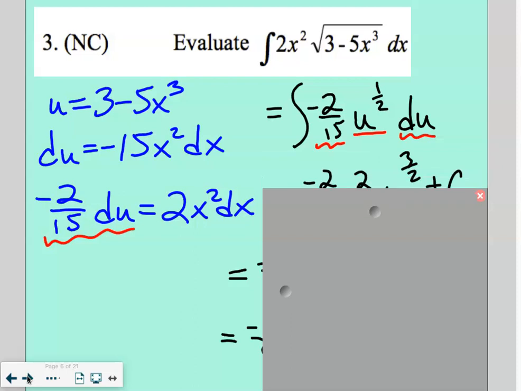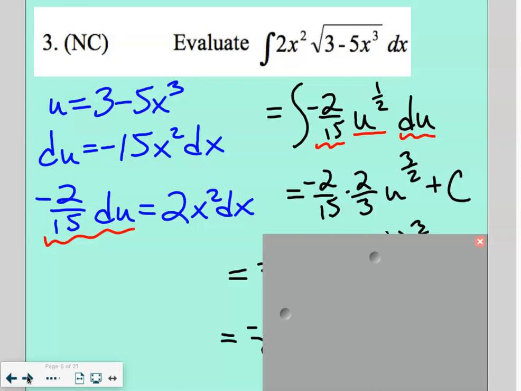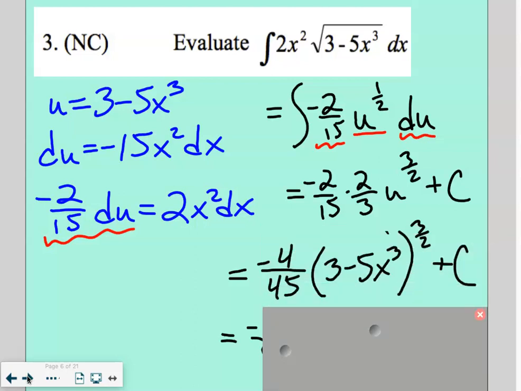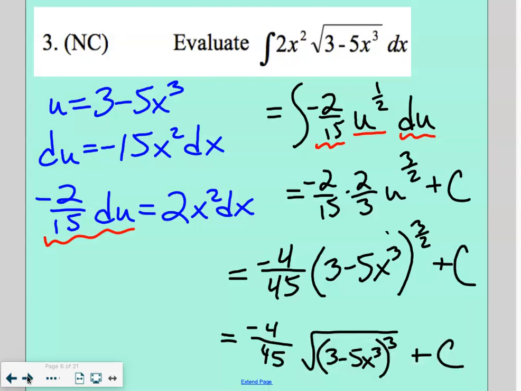So we end up with, I just went ahead and kept it separate, -2/15 times 2/3 u to the 3/2. So you end up with -4/45. Put your x's back in, 3 minus 5x cubed to the 3/2 plus c, or in radical form. This was fine. I accepted it with rational exponents or radical form. They're both fine.